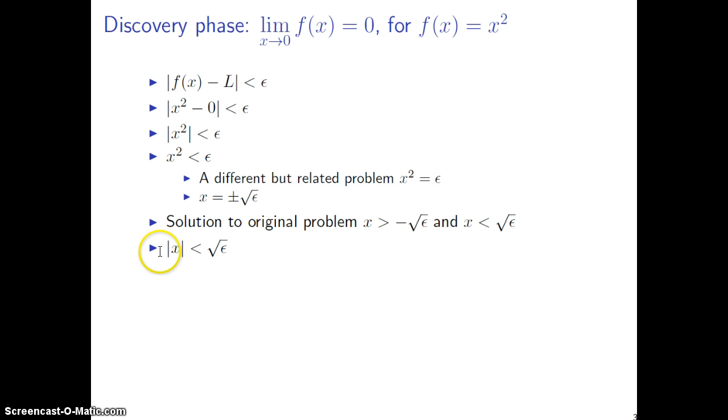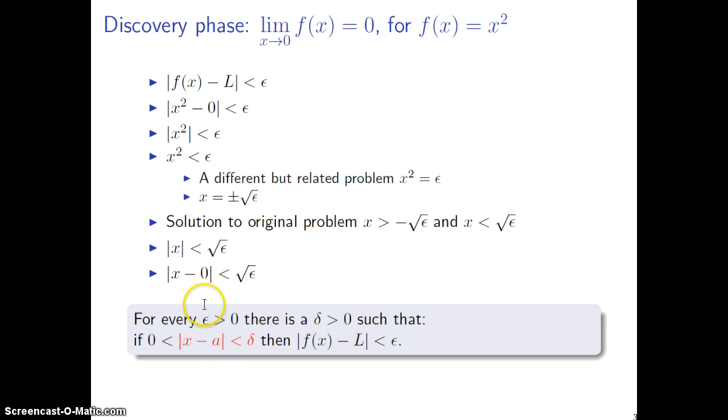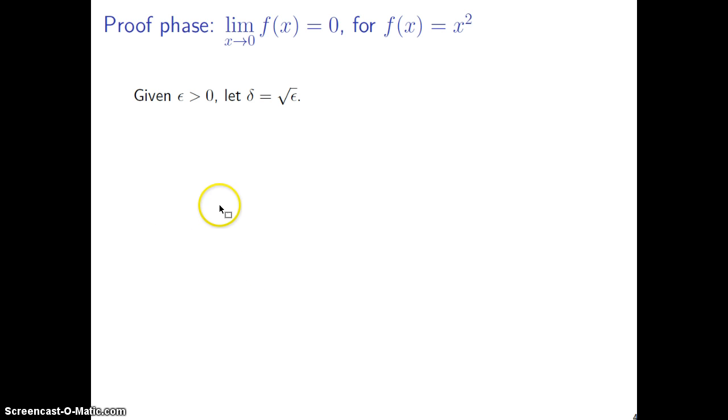And then from here, you can make this look a little bit more like the form of the definition by putting in this minus 0. Just to recall that definition, this a matches up with this 0 here, and delta then should be root epsilon. So that's what we'll use. And on the next slide, the proof begins.